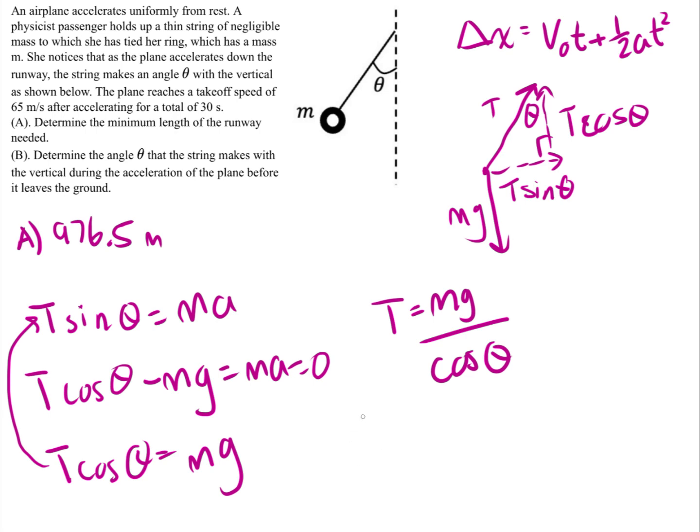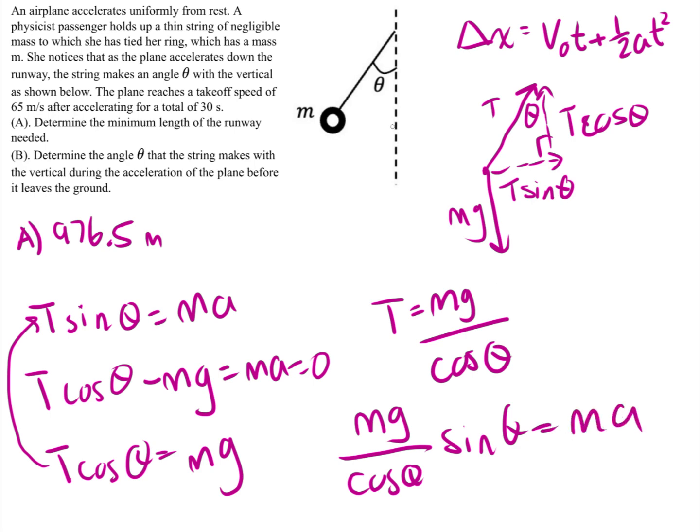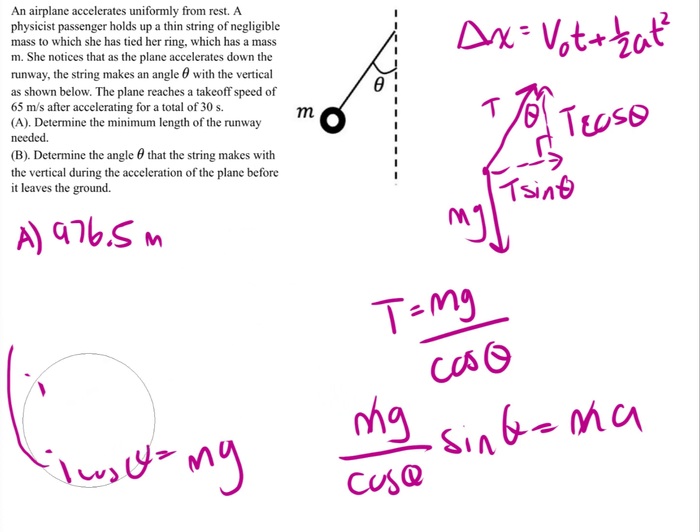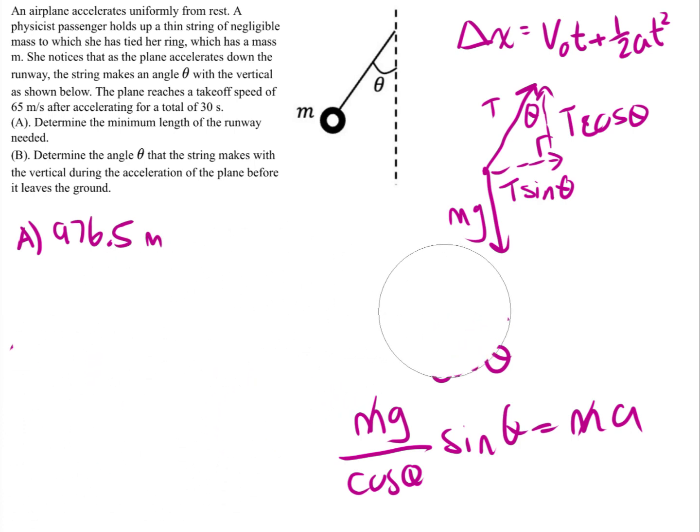So now if we plug tension in, we get that the mass times the gravity divided by the cosine of theta times the sine of theta is equal to the mass times the acceleration of the ring in the horizontal direction. Now we can get rid of m since they're both present, so they cancel each other out.